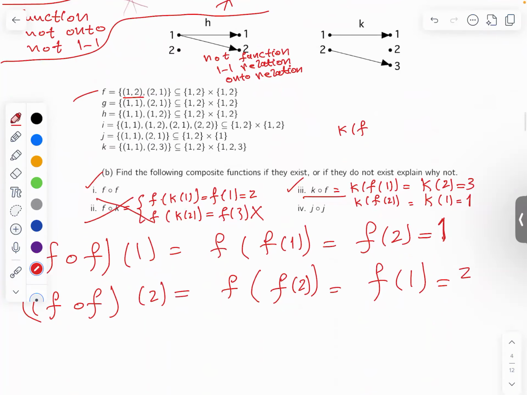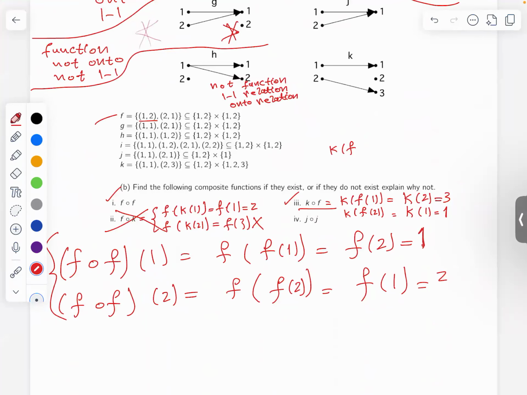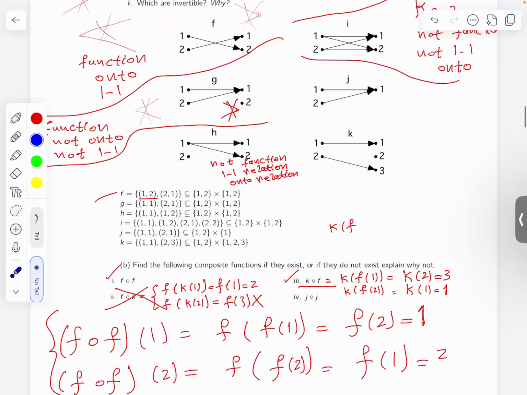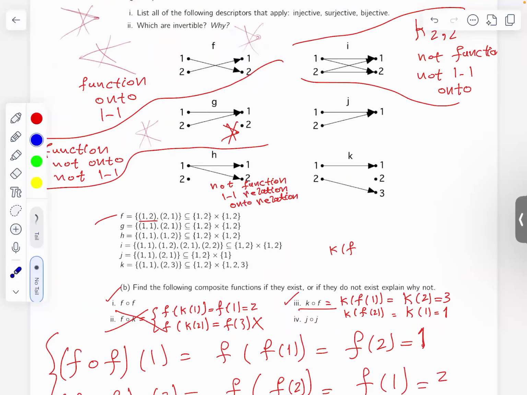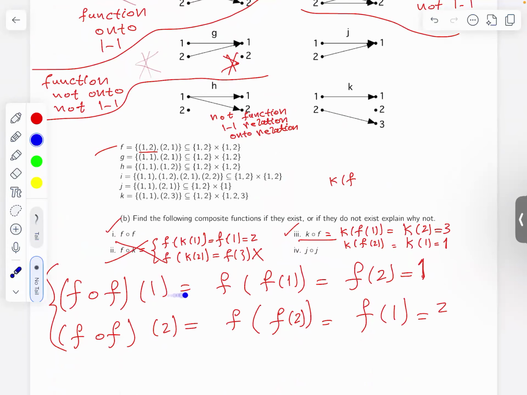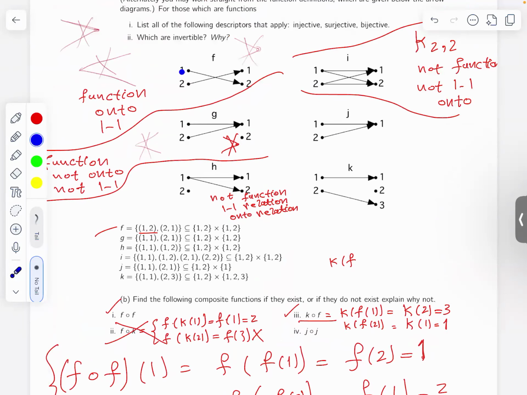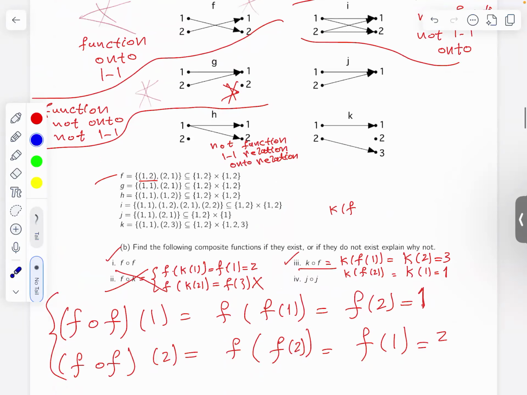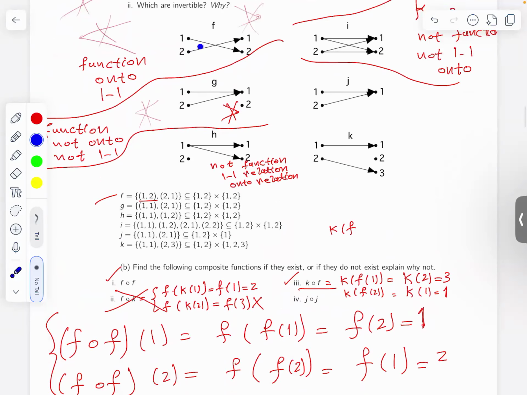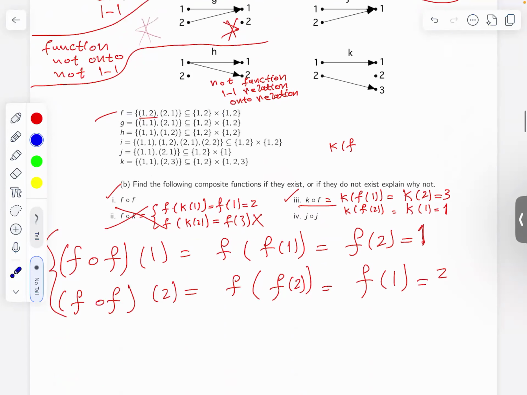Part B says calculate f o f. f is coming from here. f o f of 1 is f of f of 1. f of 1 is 2, because 1 goes to 2. Then f of 2, according to this figure, goes to 1. It is also written here. So f o f, and similarly, it will be 2.